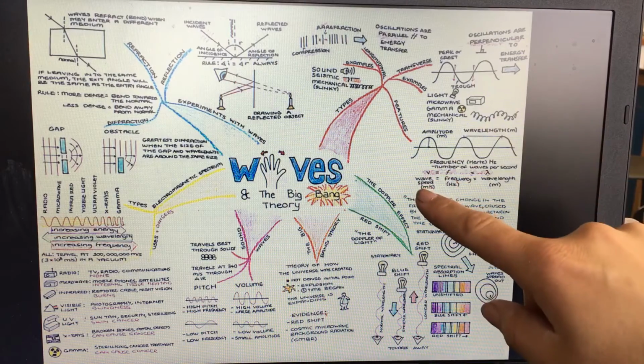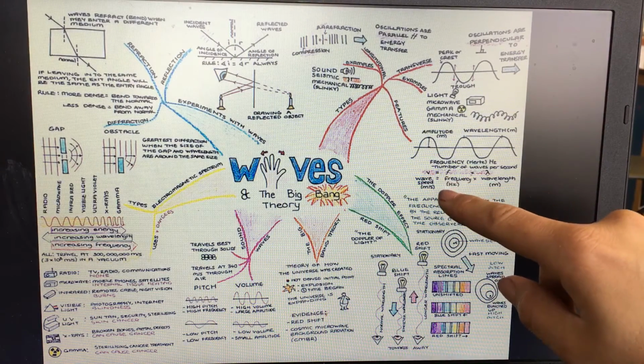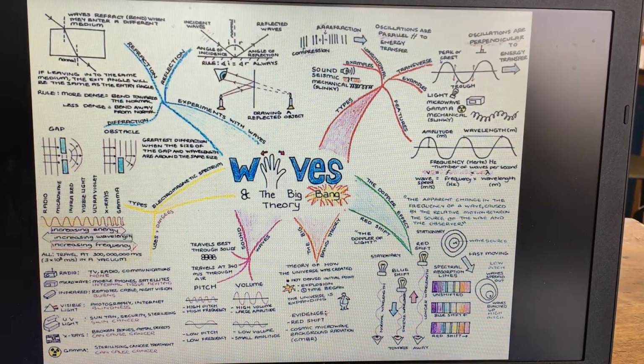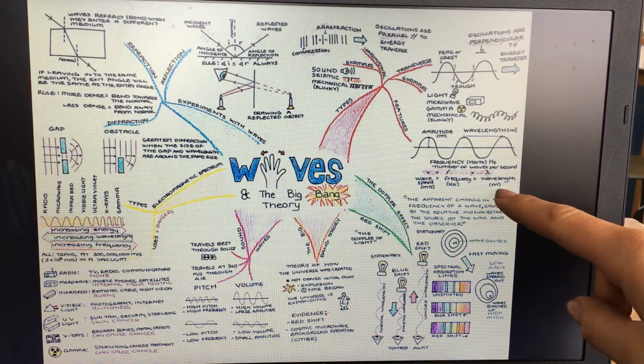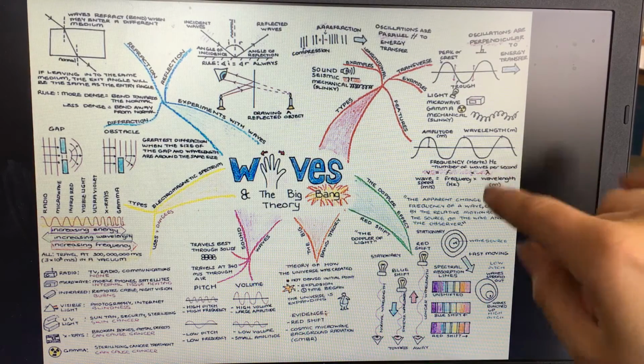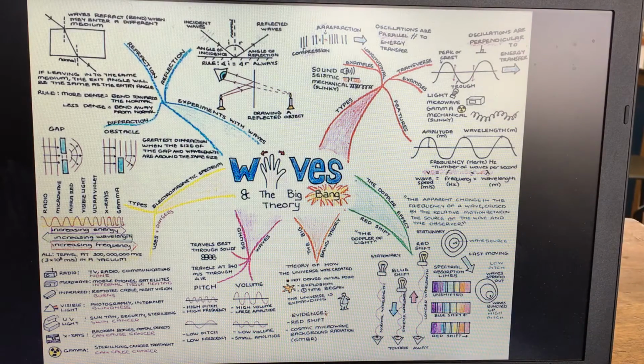Wave speed in meters per second, which is V, equals the frequency measured in hertz, capital H, little z, not little h, times the wavelength, which is measured in meters. Like I said, they will usually give you frequency and wavelength as a standard form number, so don't get confused.